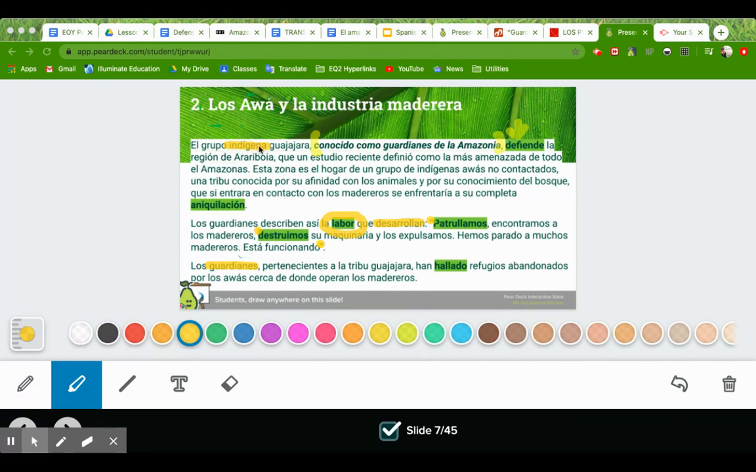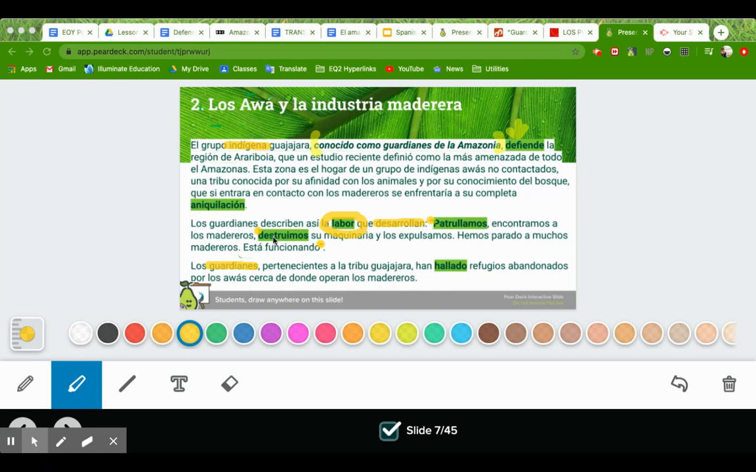Vocabulary, like indigenous and guardians, and this was from 2 lessons ago, to develop. From the vocabulary words, defiende, that DEF reminds me of defend. So I think I have a clue. Labor is the same thing in English. I know that labor is to work, so I've circled it because I know the word.